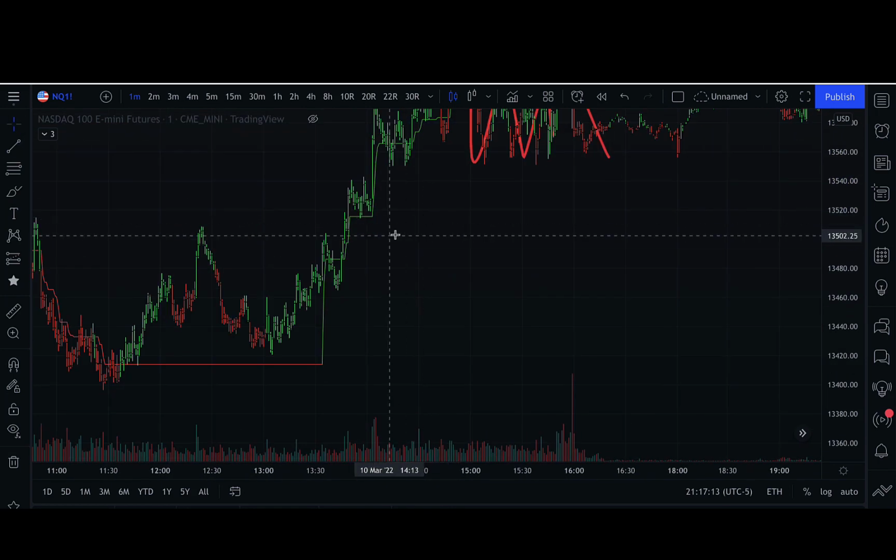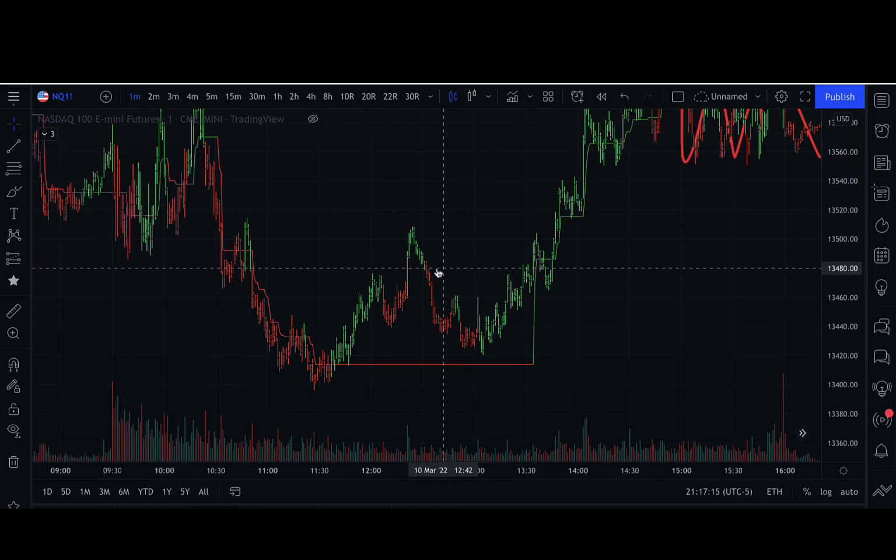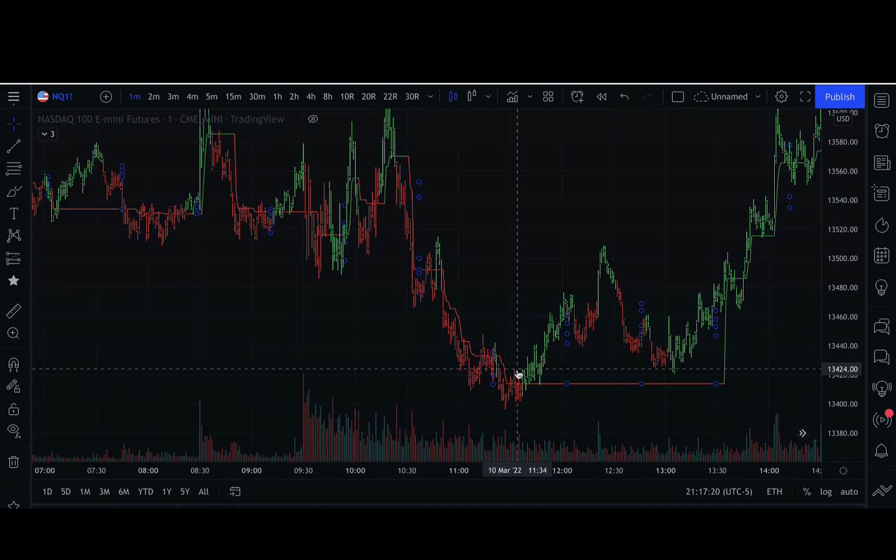So if you're a new trader, I really suggest that you use the trend cloud in your trading. I think it can be really, really helpful.